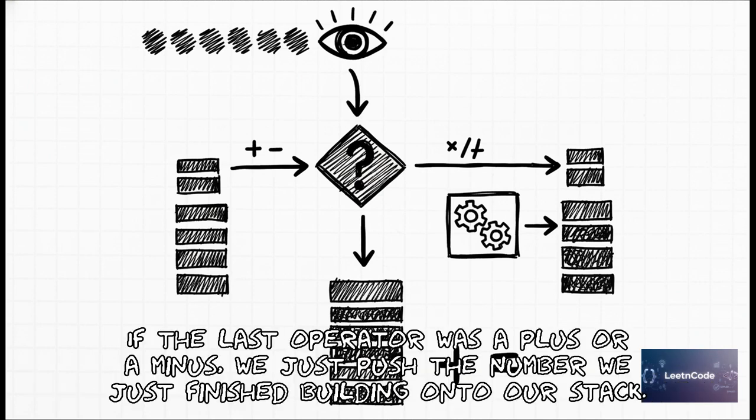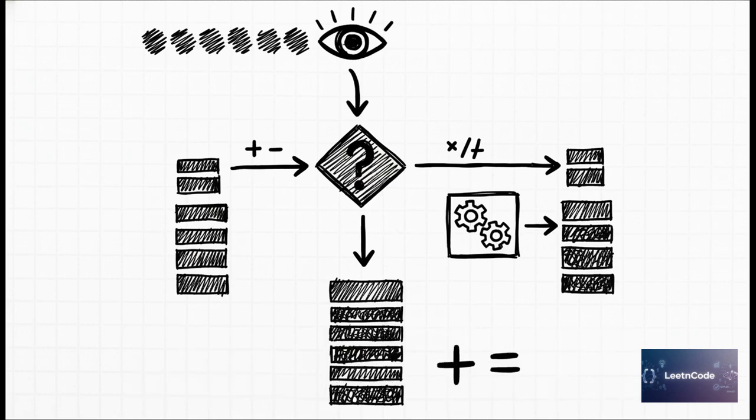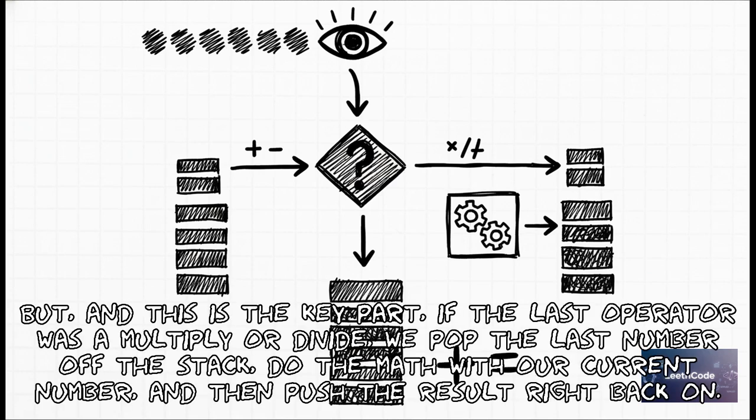If the last operator was a plus or a minus, we just push the number we just finished building onto our stack. Simple. But, and this is the key part, if the last operator was a multiply or divide, we pop the last number off the stack, do the math with our current number, and then push the result right back on.